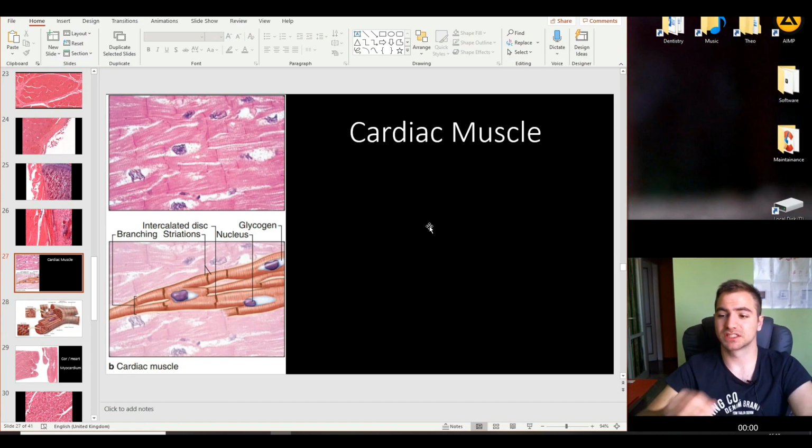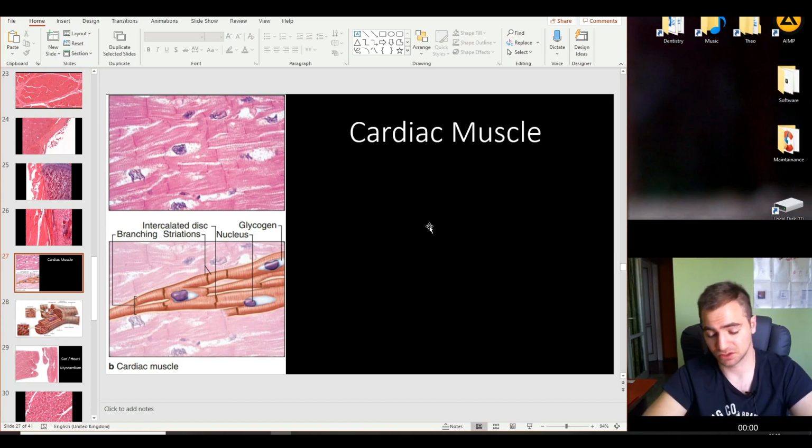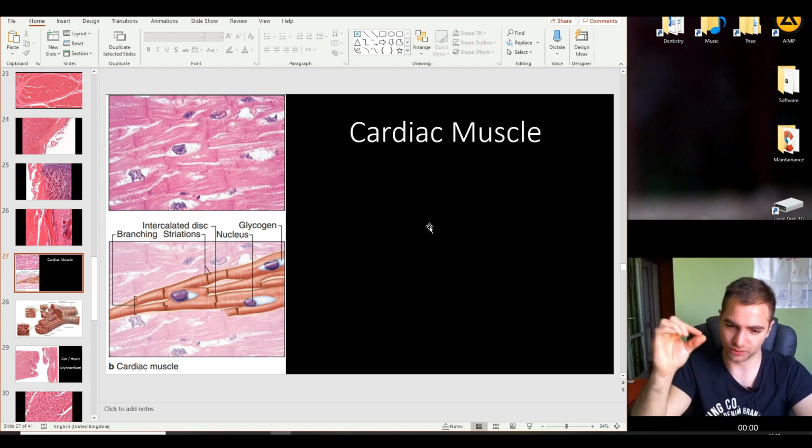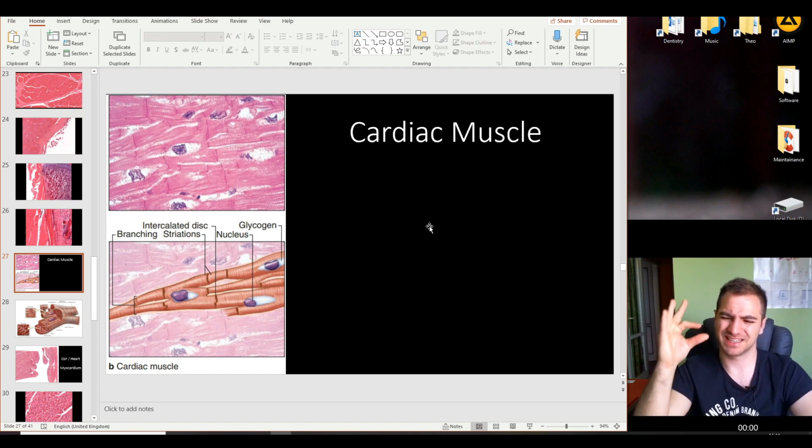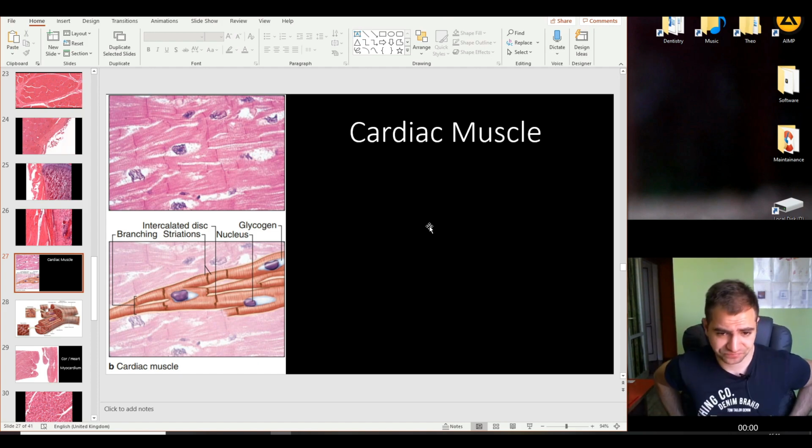Next up, we'll discuss the cardiac muscle. The cardiac muscle typically contains 1 to 2 nuclei. Of course, the ones with 2 nuclei are a product of fusion of cells. But typically we're going to find one cell, one nucleus. And this nucleus is going to be typically centrally located.